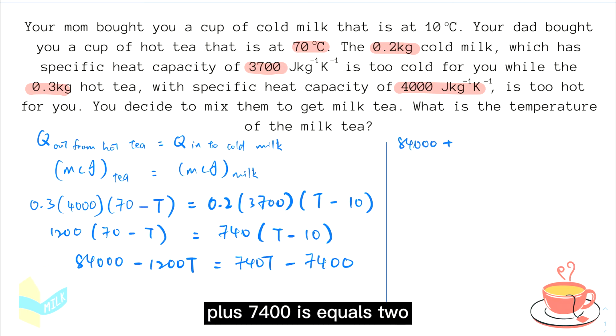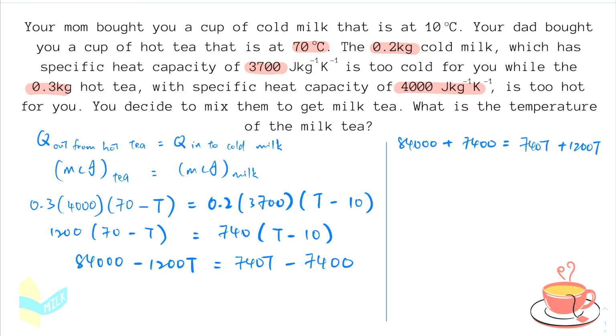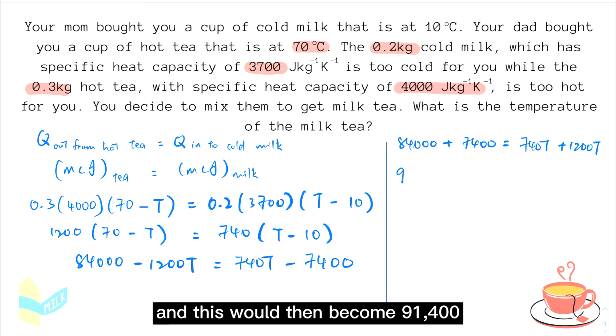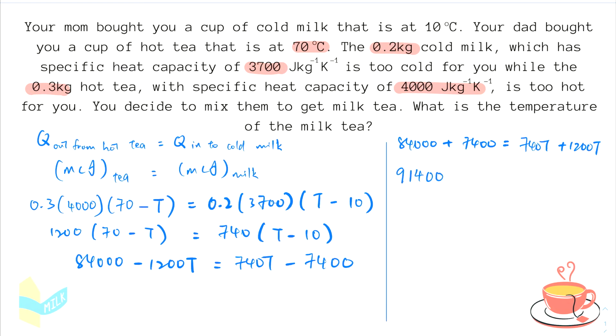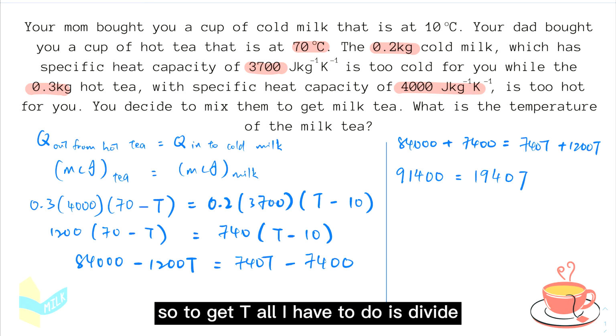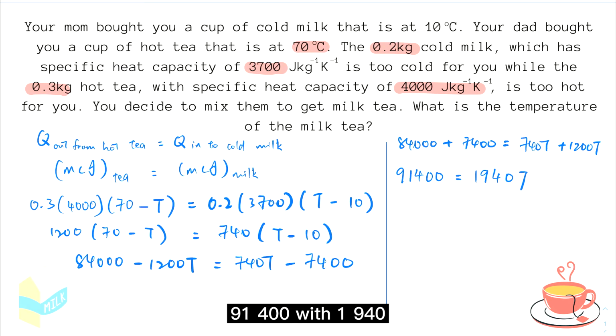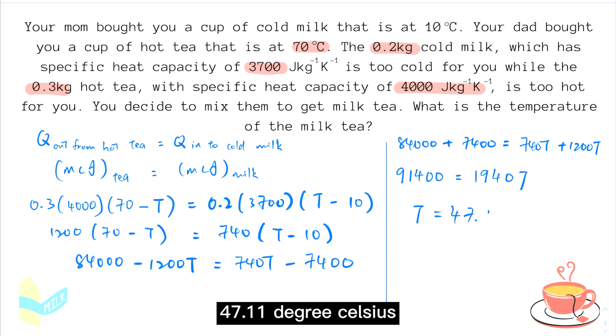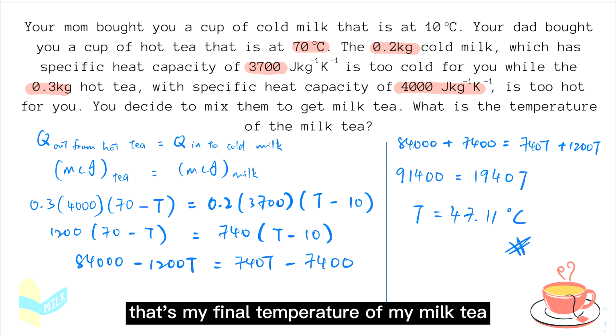All I have to do is move some things around and I'll get 84,000 plus 7,400 is equals to 740 T plus 1,200 T. And this will then become 91,400 is equals to 1,940 T. So to get T, all I have to do is divide 91,400 with 1,940. So T is equals to 47.11 degrees Celsius. That's my final temperature of my milk tea.